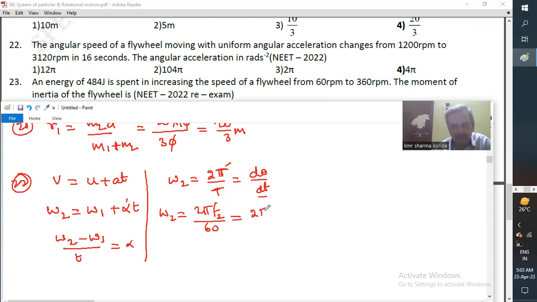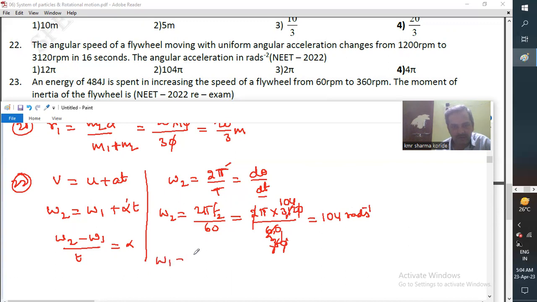So 2 pi into 3120 divided by 60. This is roughly 30. Then the 0s cancel, 10 times, and I think 104. So yes, 104 radian per second.